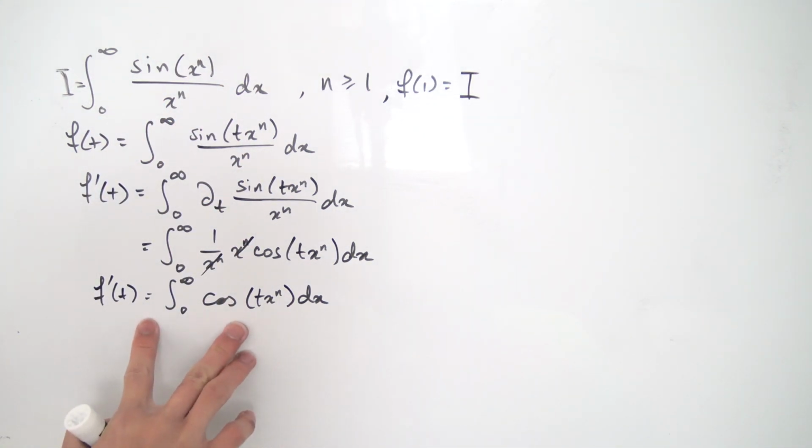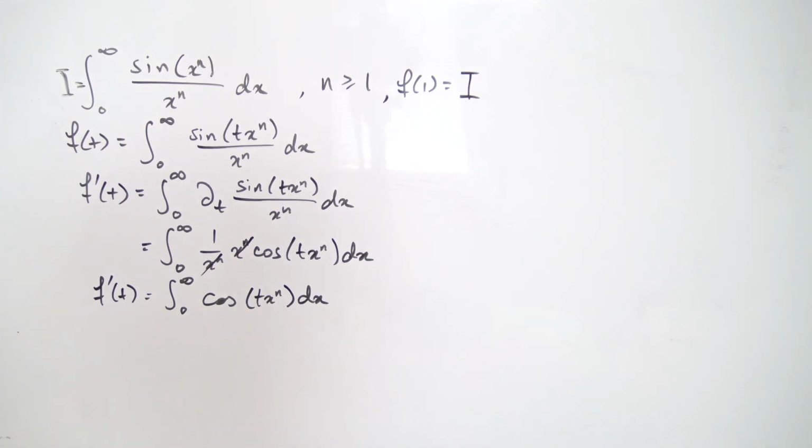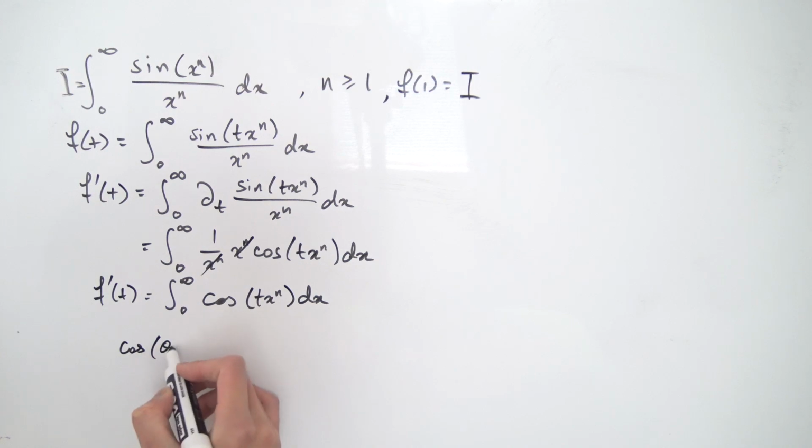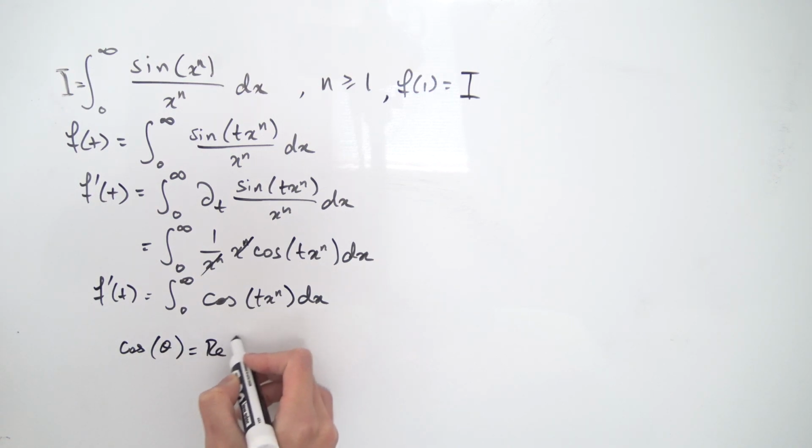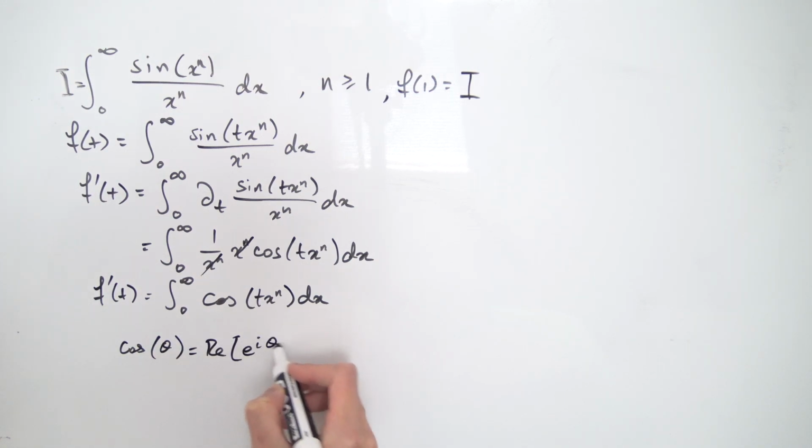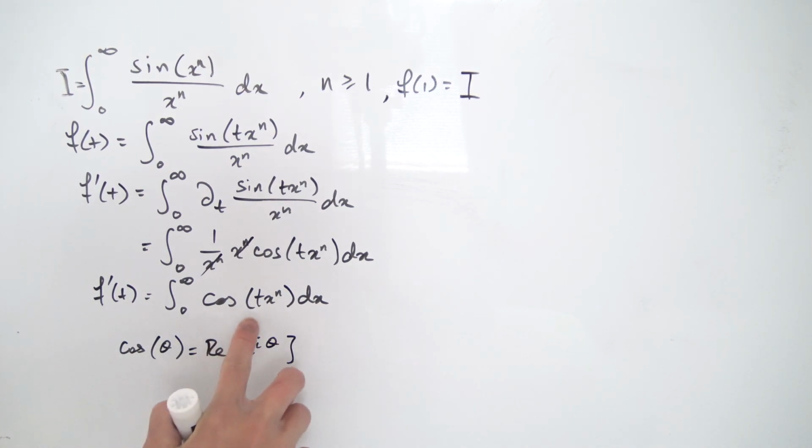So we have this expression for f prime of t now, and what I want to do is start transferring everything into the complex plane. First of all, notice we have the cosine right here, and if you have the cosine of, let's say, some angle theta, then that's exactly the real part of e to the I theta, like so. So here we have cosine of some junk. I'm going to replace that with the real part of e to the I times that junk.